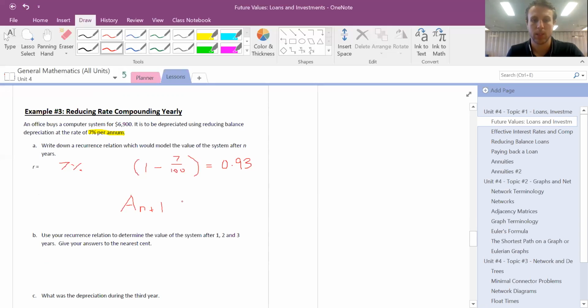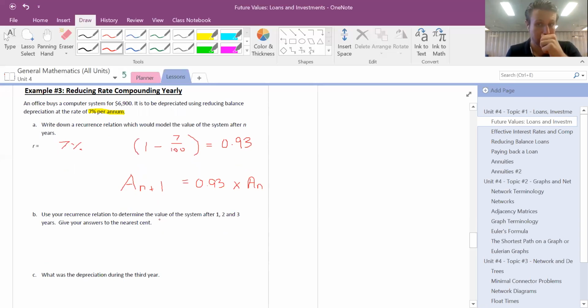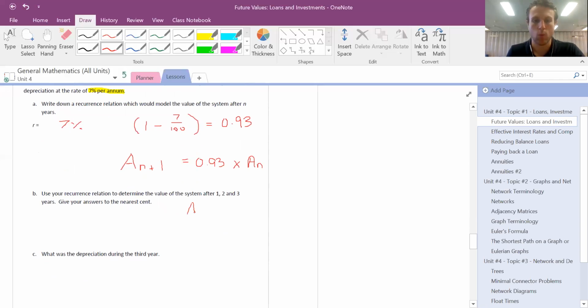A_{n+1} equals 93% of what it was originally, which is A_n. Or A_n has reduced by 7% to get us A_{n+1}. So we can use this recurrence relationship similar to what we had before, where we do A1 equals our common ratio multiplied by the amount. Again, I'm going to try and go through this a little bit quicker. The amount that they're getting at is $6,900.